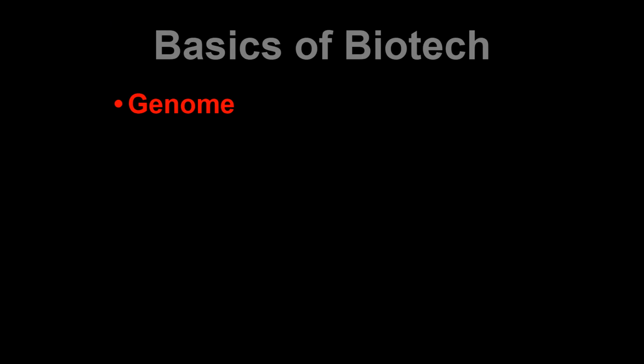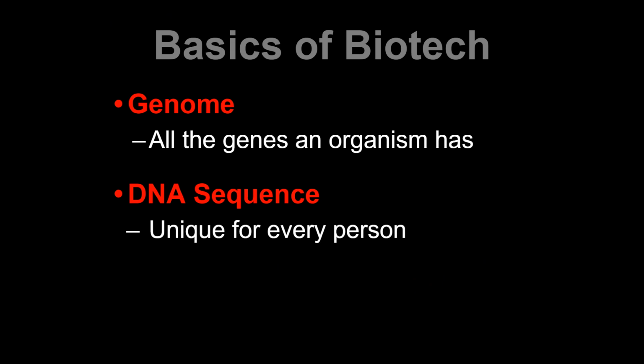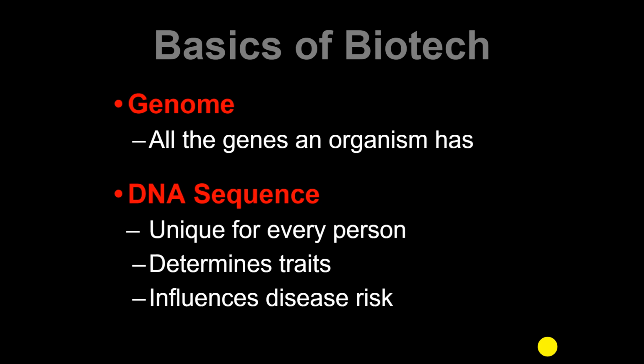So remember, when we talk about biotechnology, the term genome represents all the genes that an organism has. And then within that genome, there is the DNA sequence. So that's the particular set of A's, T's, C's, and G's. And this is going to be unique for each person. And the particular DNA sequence is going to help determine your individual traits, but it can also influence your risk of disease.